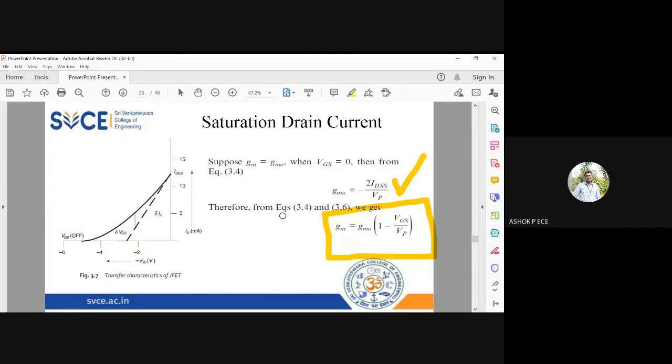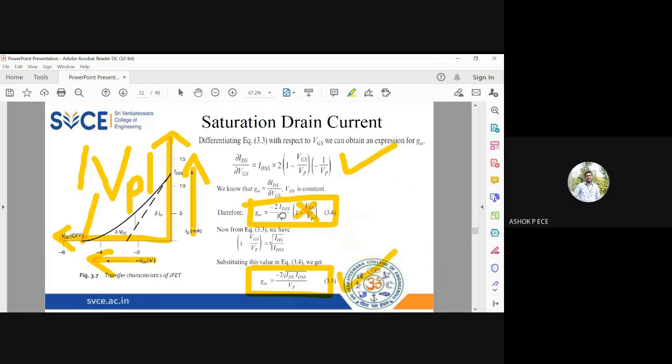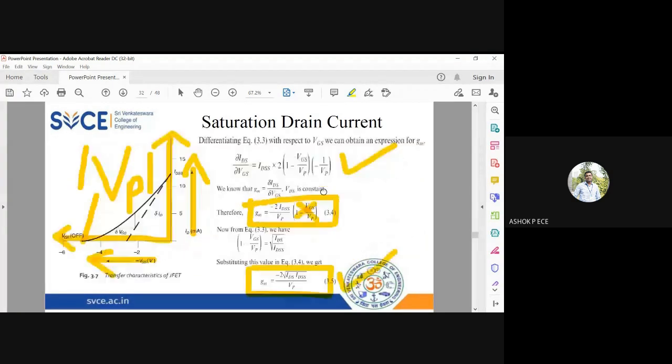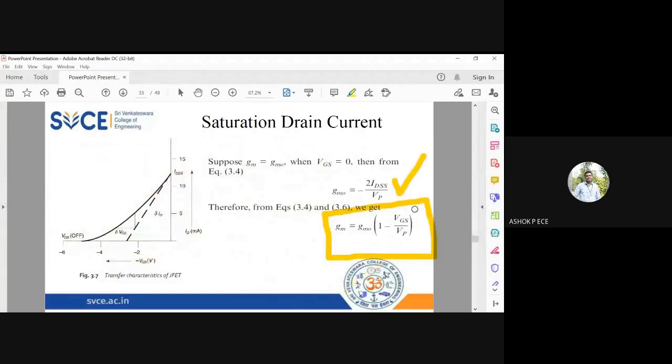A very, very important thing you should relate here: when you take the drain current, the power is square. When you take the transconductance, the power is just 1, not square. So it is just 1 minus VGS by VP. Please understand this difference very, very carefully. And whenever we talk about transfer characteristics, we measure what is called transconductance. That is why for the transfer characteristics, we are finding the transconductance.